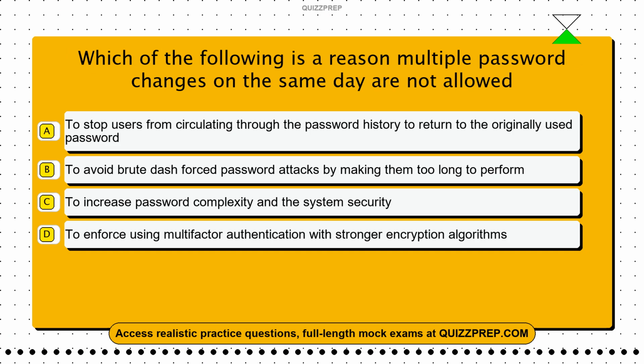Question 34. Which of the following is a reason multiple password changes on the same day are not allowed? Option A. To stop users from circulating through the password history to return to the originally used password. Option B. To avoid brute-force password attacks by making them too long to perform. Option C. To increase password complexity and the system security. Option D. To enforce using multi-factor authentication with stronger encryption algorithms.